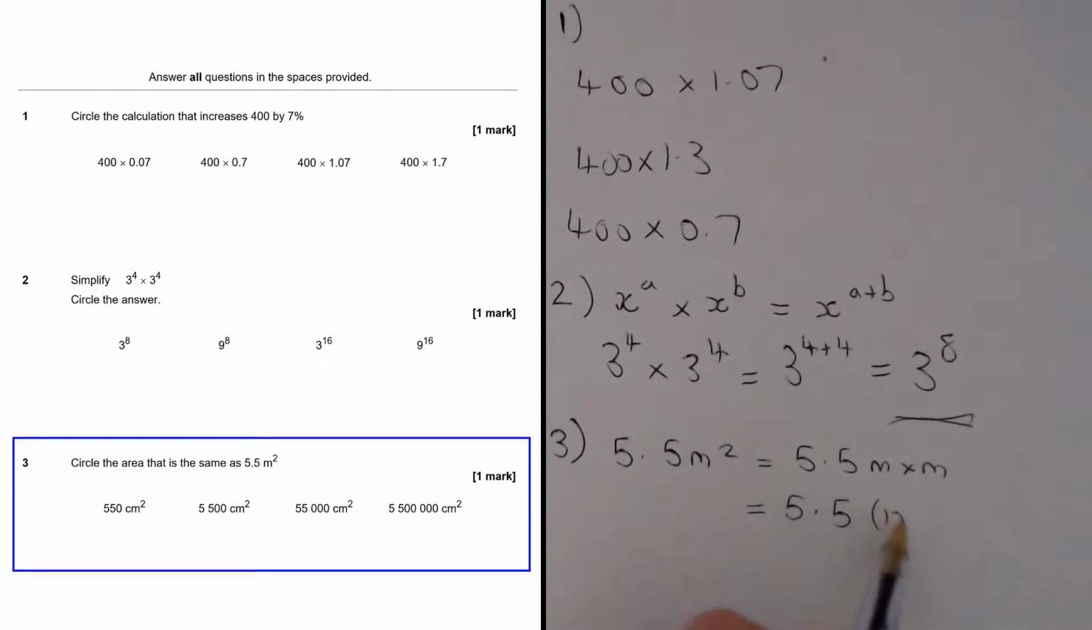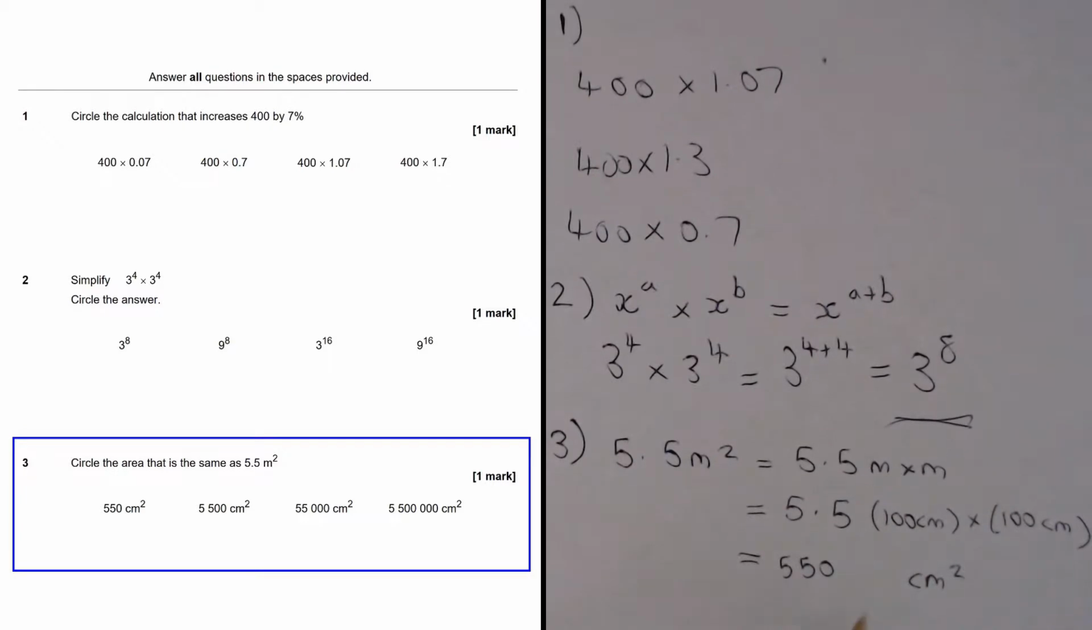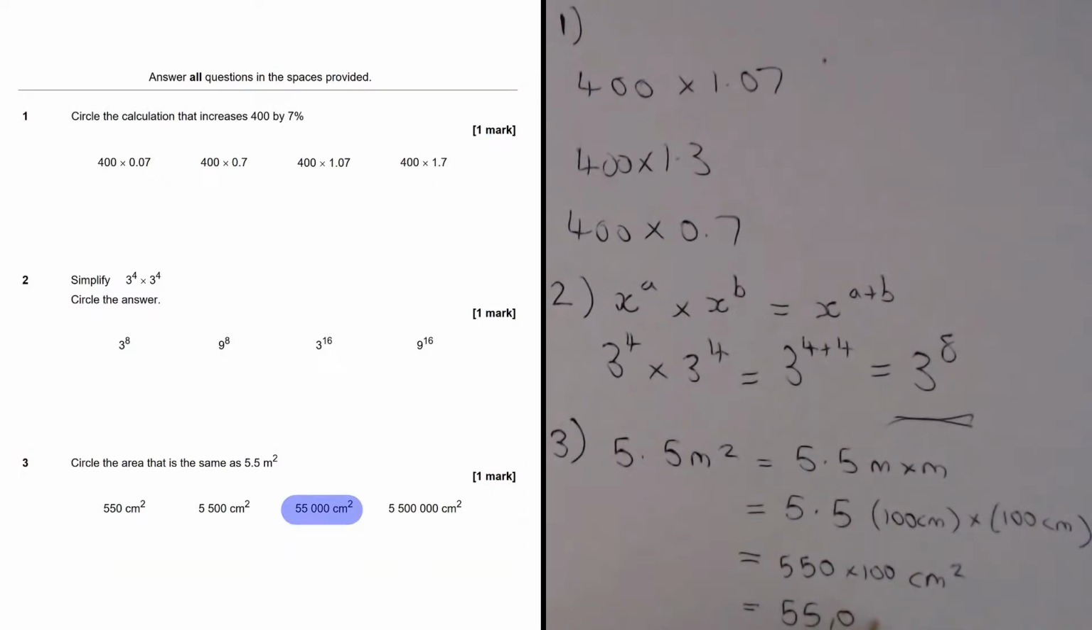And that's the same as 5.5. Well, how many centimeters are in 1 meter? That's going to be 100 centimeters times 100 centimeters. So all I've done here is replaced meter by 100 centimeters. So we can see the calculation we need to do. We've got our centimeters times centimeters, that's our centimeters squared. And now we just need to do 5.5 multiplied by 100 and multiply it by 100 again. So if you do 5.5 multiplied by 100, that's going to give us 550. And then we need to multiply that by 100 once more. So the answer is going to be 55,000 centimeters squared.